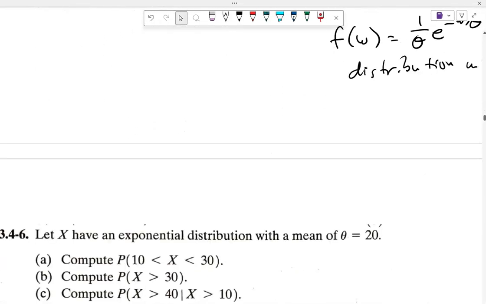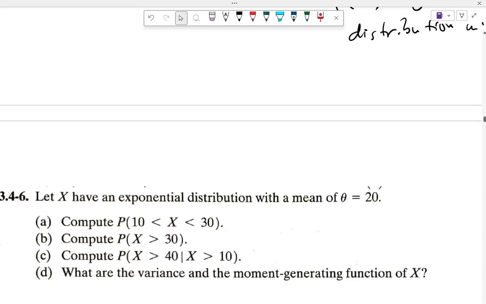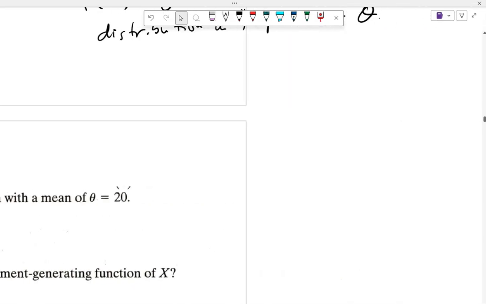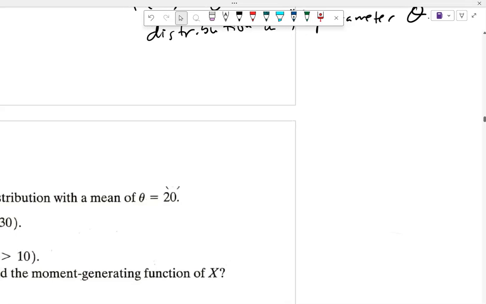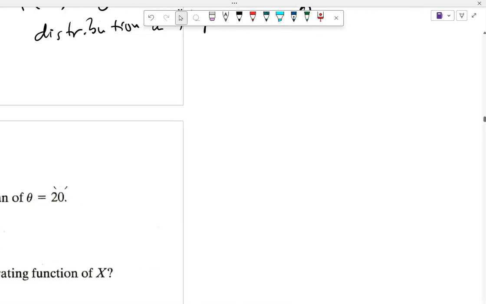All right. Before we go on with the next problem, let's figure out moment generating function, mean, and variance. Sounds like fun, doesn't it? No? I think it sounds like fun. Let's do it. We'll do moment generating function first, because if I have moment generating function, I can do mean and variance from that.